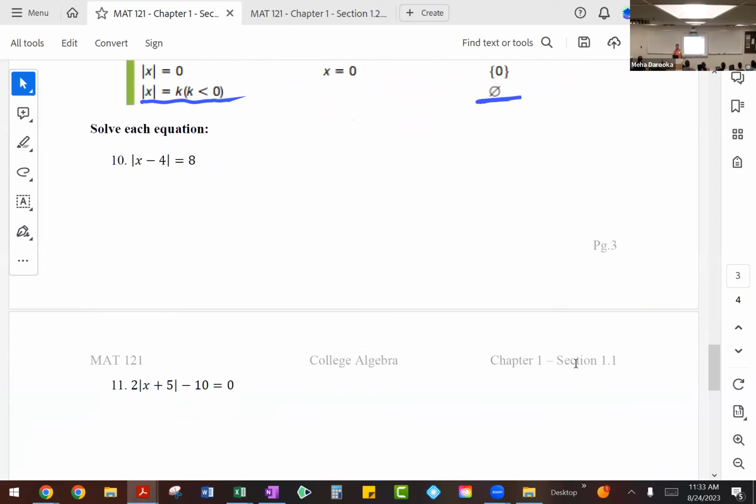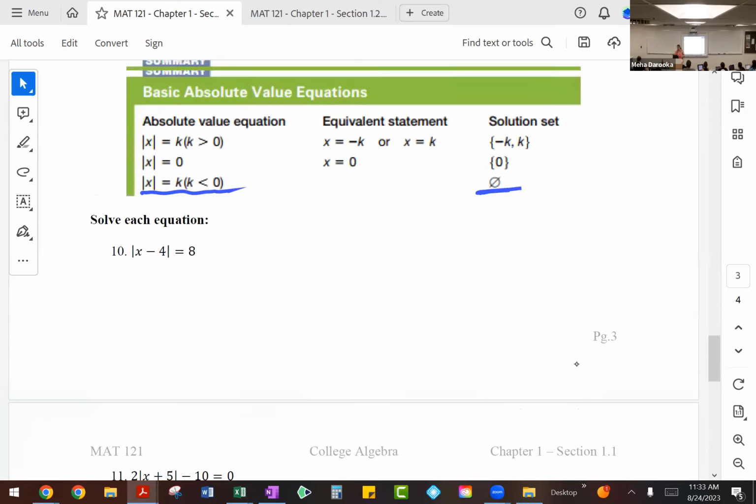So here you can see in number 10, we of course have the absolute value of x minus 4 equals 8. So 8 is a positive number. We can solve this. And again, you can see this in your instructions here: if your number on the right hand side is a positive number, you break it up into two parts, where one is equal to the negative number and one is equal to the positive. Because remember, the solution could be on the positive side of the number line. The solution could be on the negative side. So we have to consider both options with absolute value equations.